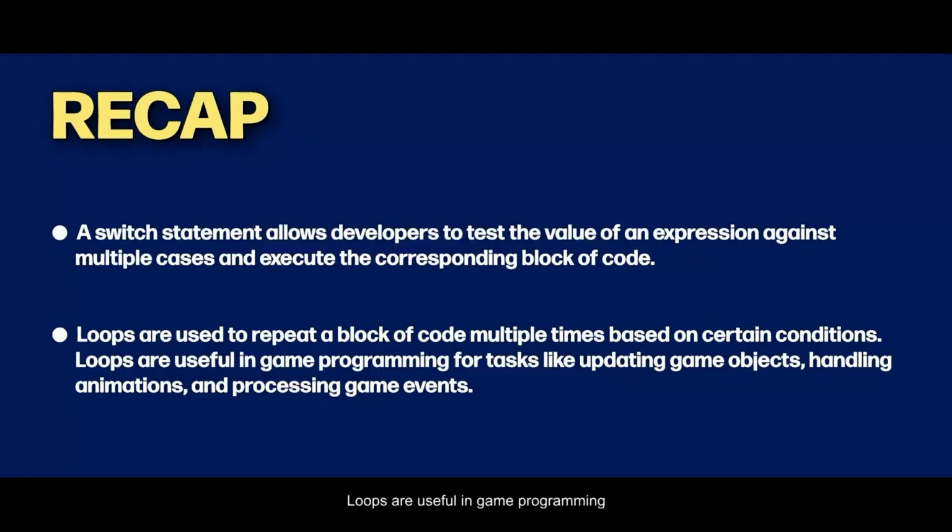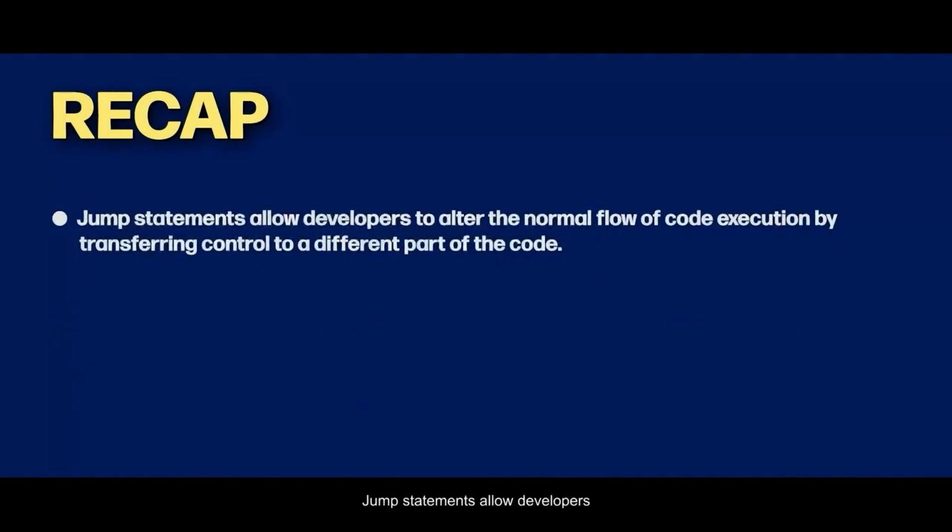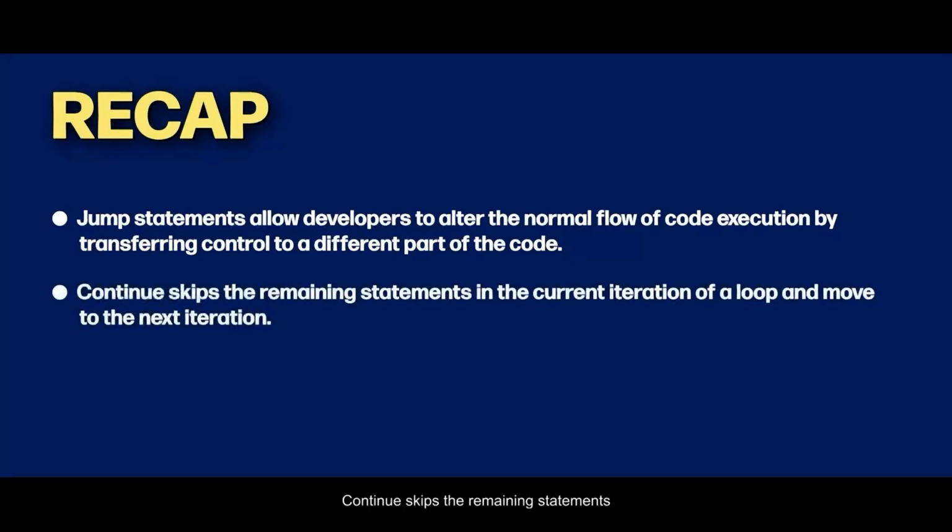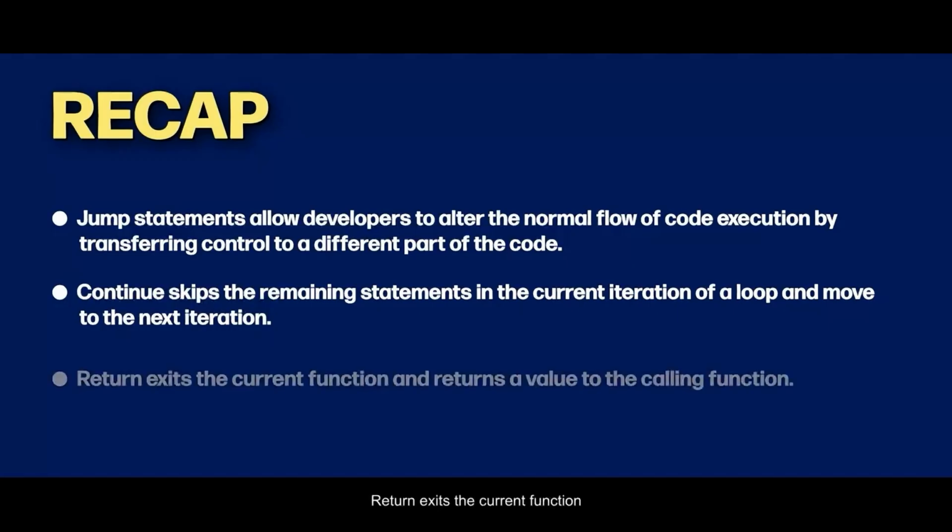Loops are useful in game programming for tasks like updating game objects, handling animation, and processing game events. Jump statements allow developers to alter the normal flow of code execution by transferring control to a different part of the code. Continue skips the remaining statements in the current iteration of a loop and moves to the next iteration. Return exits the current function and returns a value to the calling function.